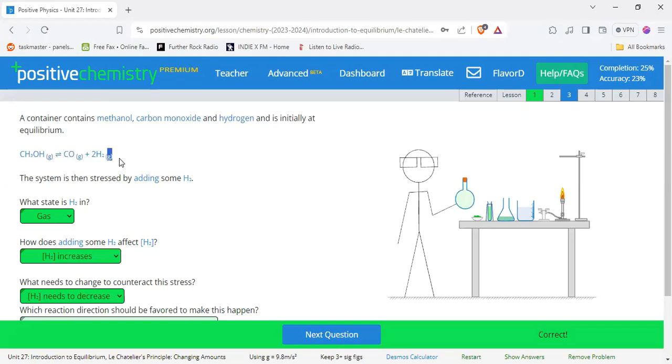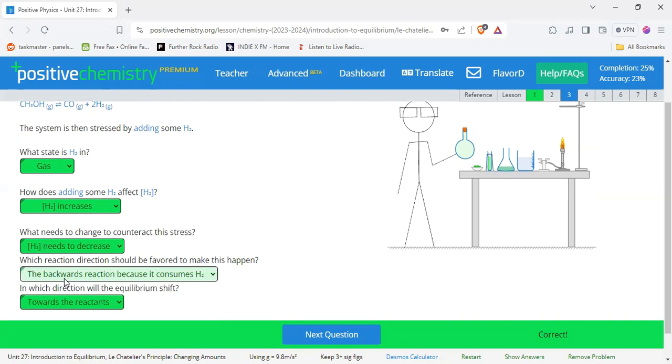So the G there means it's a gas. If you're going to add some more, obviously the amount of it, the molarity of it, goes up. Now to counteract that, if you made this go up, it needs to go down a bit to achieve a new state where this is all in equilibrium again.